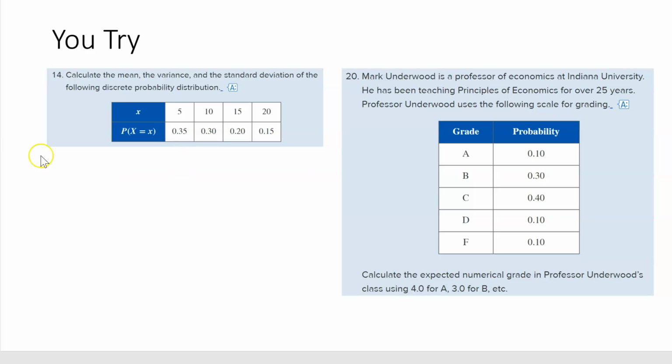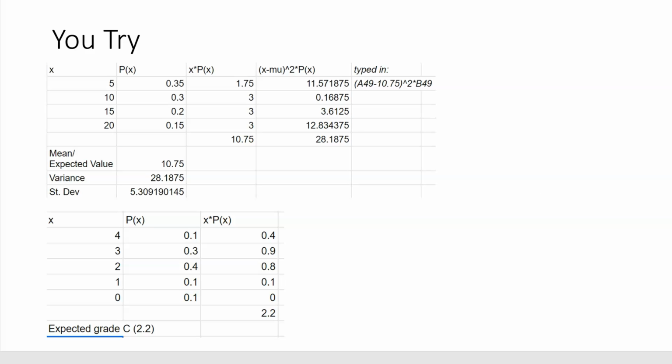Give this one a try. Give both of these a try. Press play when you're ready to see the solutions. And that concludes this section.